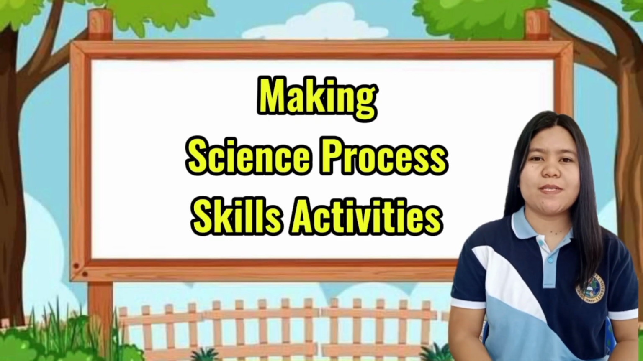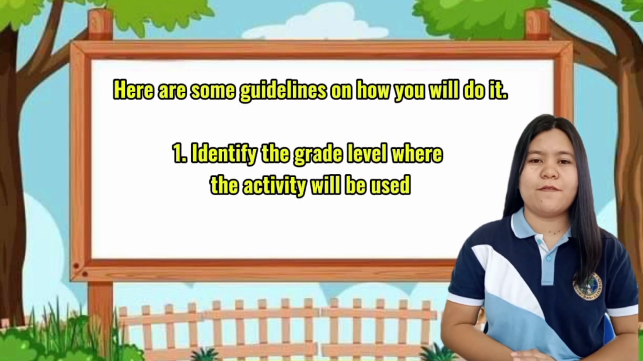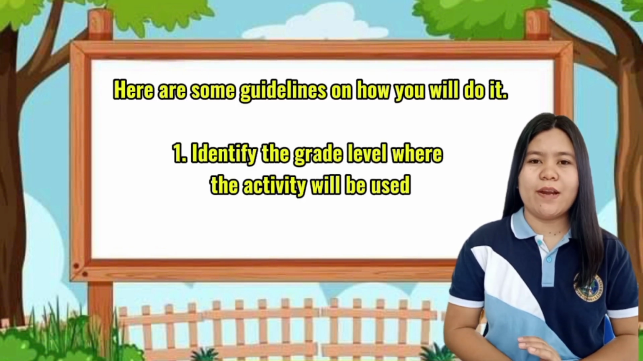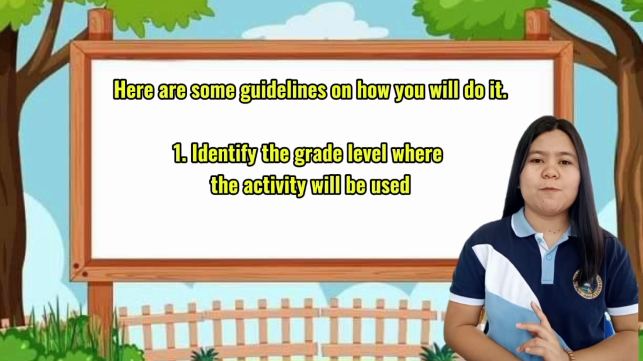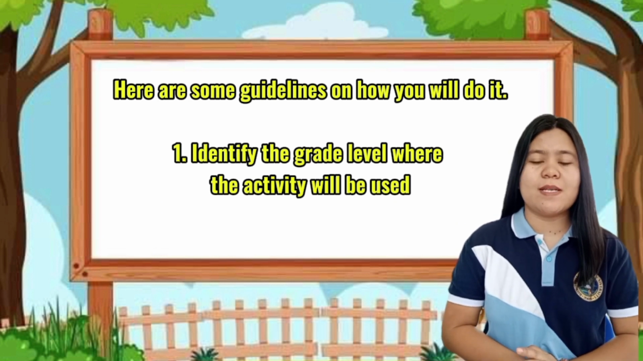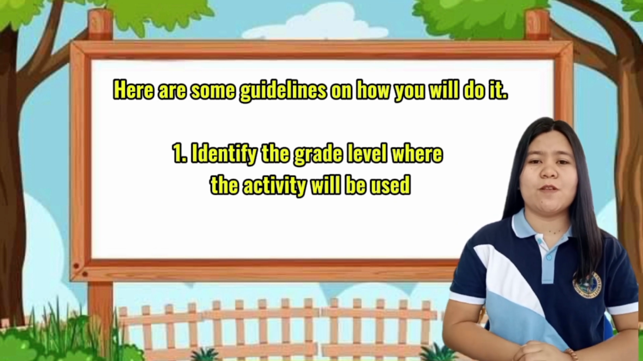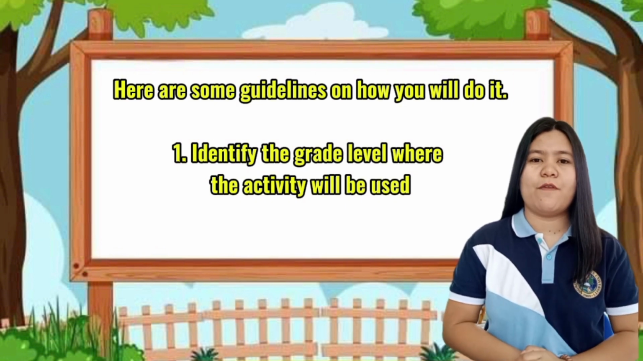Making science process skills activities. Here are some guidelines on how you will do it. First, identify the grade level where the activity will be used. So you determine the specific grade level of the students who will be participating in the science activity. This helps ensure that the activity is appropriate for their age and level of understanding.